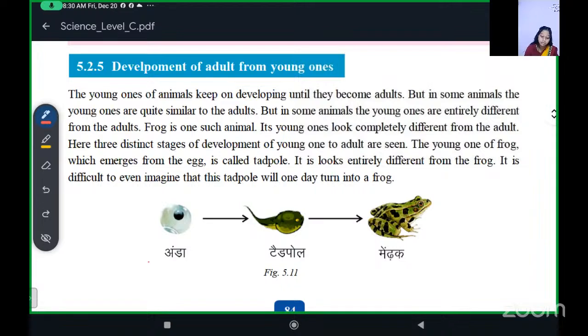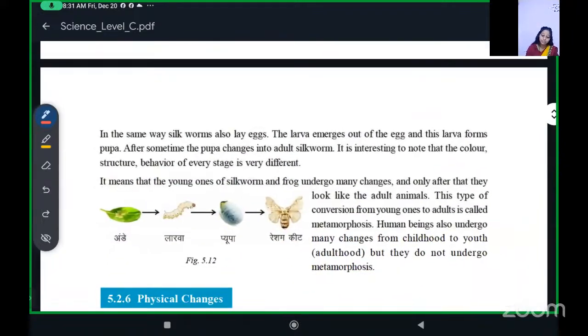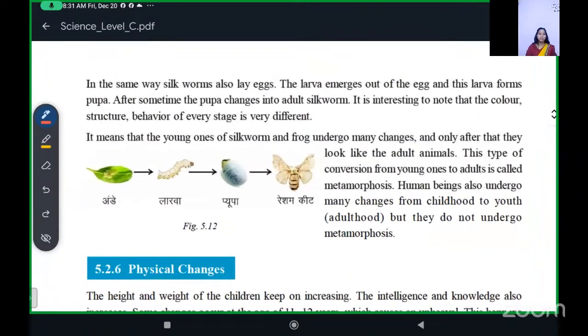We have the egg. It starts with the egg, then it becomes a tadpole, and then that tadpole grows hands and feet and becomes the frog. In the same way, the silkworm lays eggs. Then out of the egg a larva emerges. This is the larva, and this larva forms a pupa.